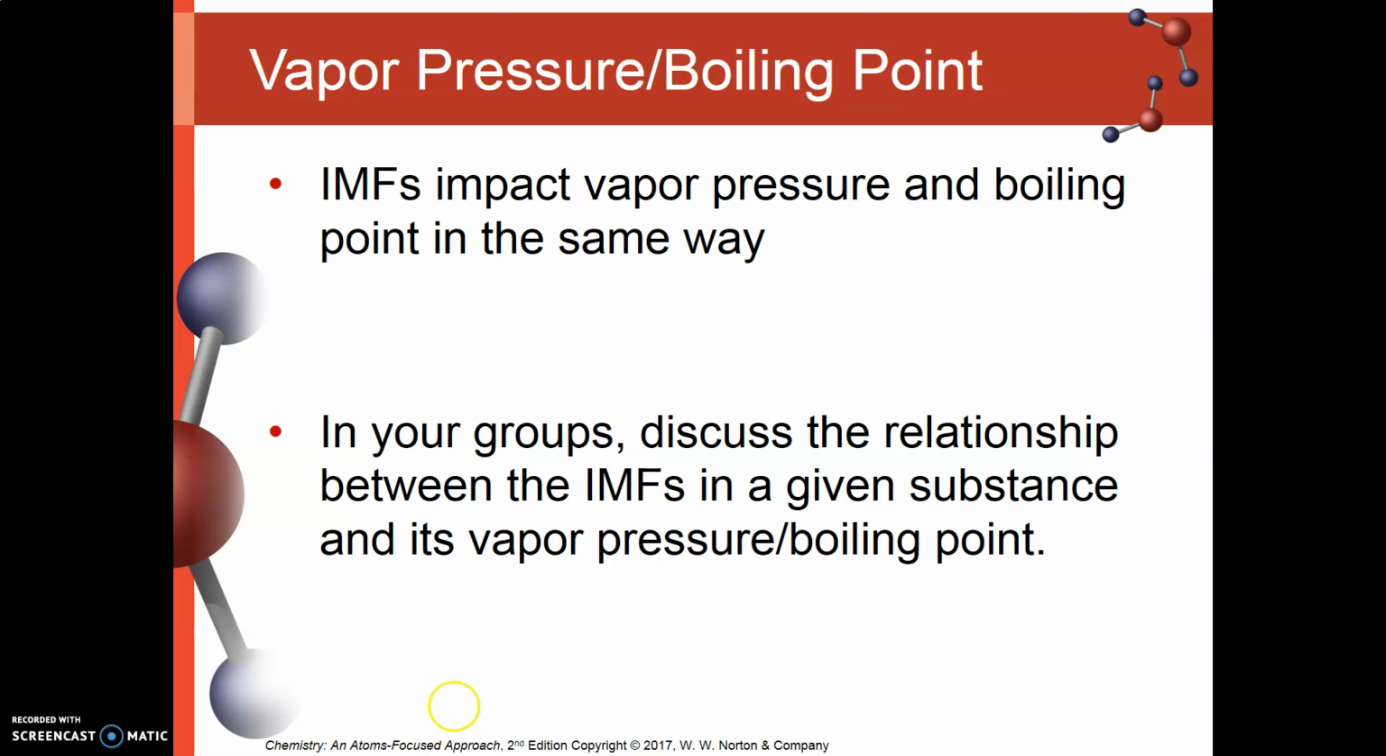So, in summary, if my intermolecular forces are strong, what I will see is a decrease in vapor pressure and an increase in boiling point. And obviously vice versa. If my intermolecular forces are weak, my vapor pressures will be high and my boiling points will be low.